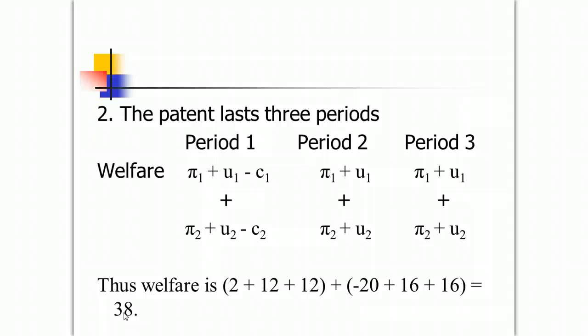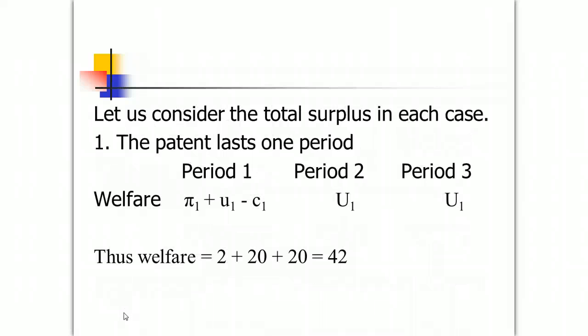So where is welfare maximized? When all the innovations are produced, when the patent lasts 3 periods, or when only innovation 1 is produced, and the patent lasts for 1 period. When the patent lasts for 1 period, welfare is 42. Why is that? Well, we have some availability. Innovation 1 is created, but we have greater access. Once the patent expires after period 1, in period 2 and period 3, access is available to anybody who wants to use the idea. If you can produce the product cheaply and get it to market, you can do so. So total surplus is 42.